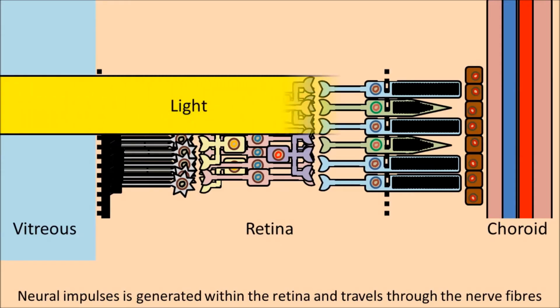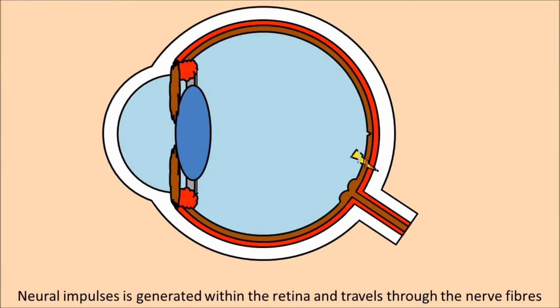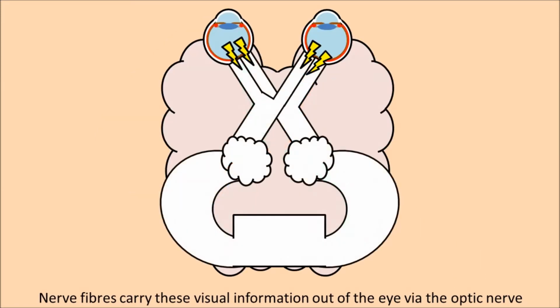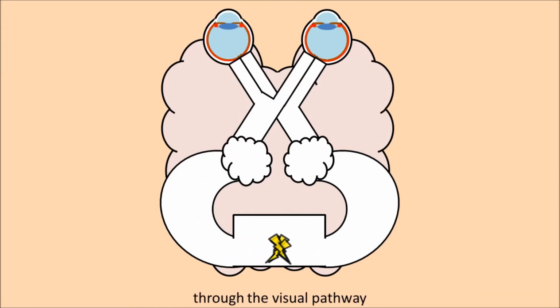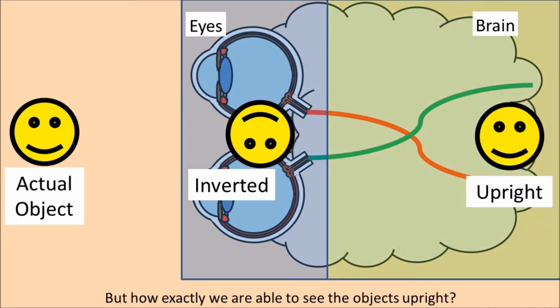Neural impulses are generated within the retina and travel through the nerve fibers. Nerve fibers carry this visual information out of the eye via the optic nerve, through the visual pathway to reach the brain. But how exactly are we able to see the objects upright? The answer lies within the visual pathway itself.